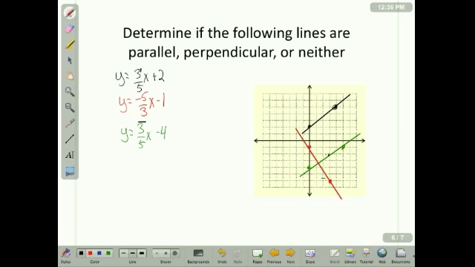The red line is perpendicular to both the green and the black because it's an opposite, meaning it's a negative instead of a positive, and it's the reciprocal of each other, meaning the number is flipped upside down.